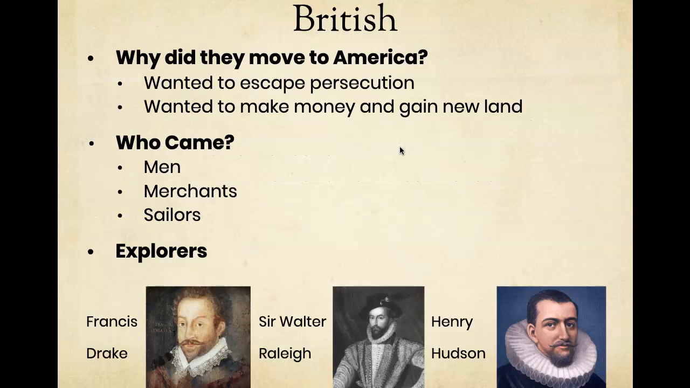Next is the British. They came to America mostly because they were escaping religious persecution. They also wanted to make money and gain new land. So the people who came for the British were men, merchants, and sailors. Initially, very few women came. They will eventually start joining the British colonizers, but initially it was just men, merchants, and sailors. And some notable British explorers are Francis Drake, Sir Walter Raleigh, and Henry Hudson. He's also a Dutch explorer, but he did claim some areas that the British eventually control.